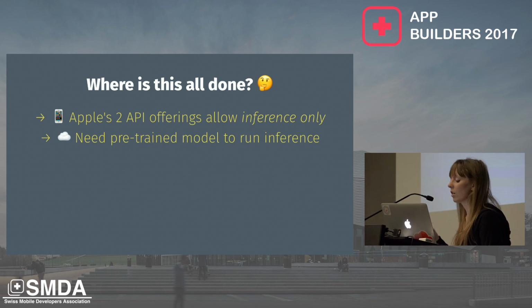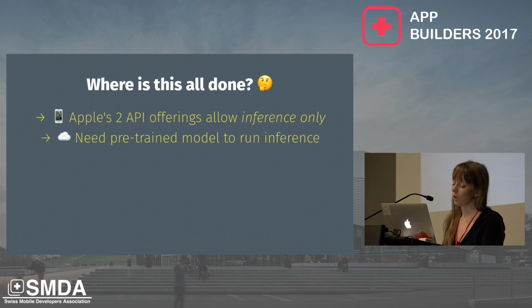So where is this all done? Right now, Apple came out with 2 API offerings, which we'll go over later, but those allow inference only. So at this point in time, inference can only be done on the device, which makes sense, right? Because training a model is extremely computationally expensive, and you can't feasibly train on the device right now. It's actually prohibitively computationally expensive. It would maybe drain the battery immediately. It would, in one way or another, cause a pretty poor user experience. So you can use inference, but that does still provide value.